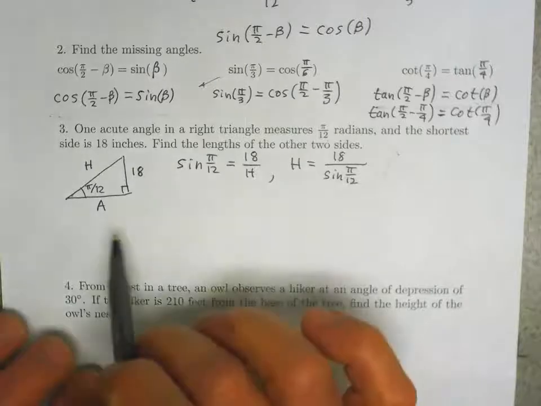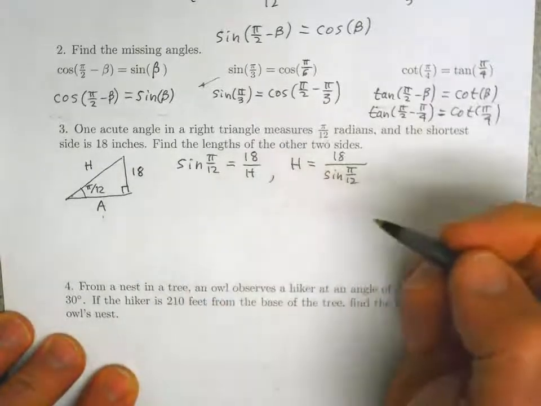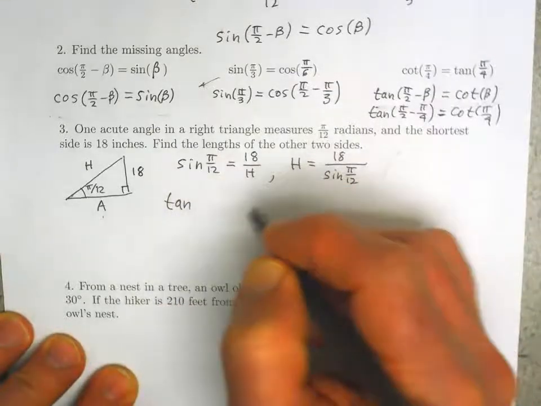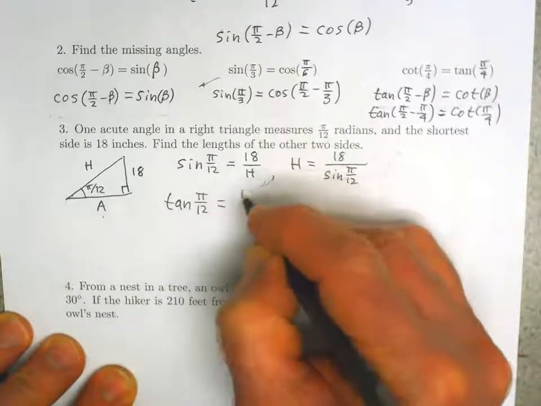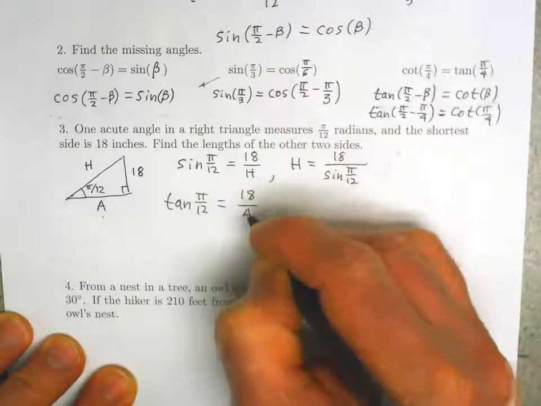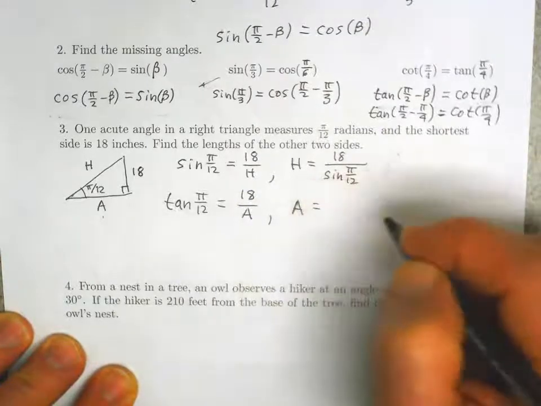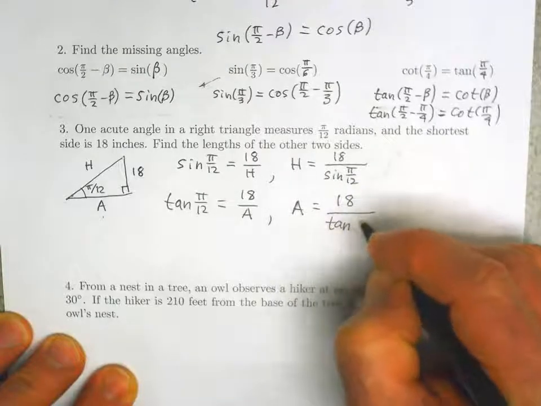And then to find A, well, we have options, but one option is just to use tangent. Tangent of pi over 12 equals 18 over A. And when you solve this for A, you get A equals 18 divided by the tangent of pi over 12.